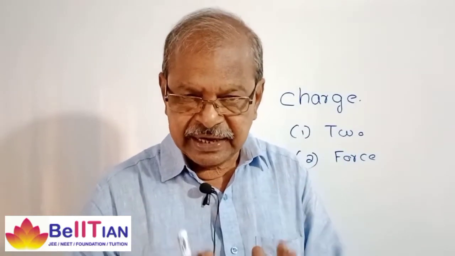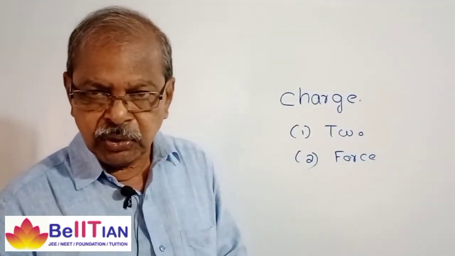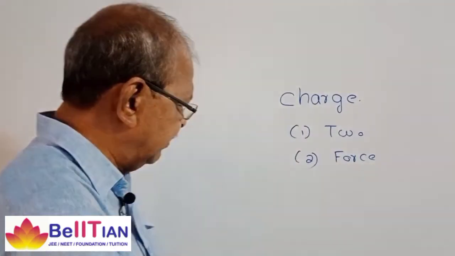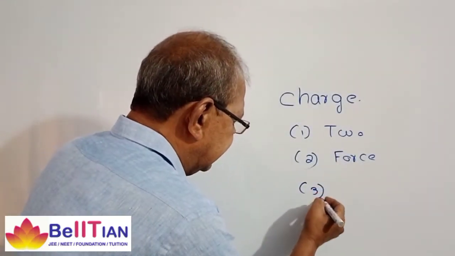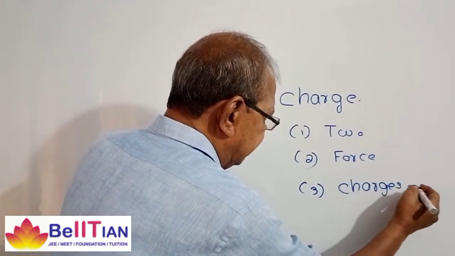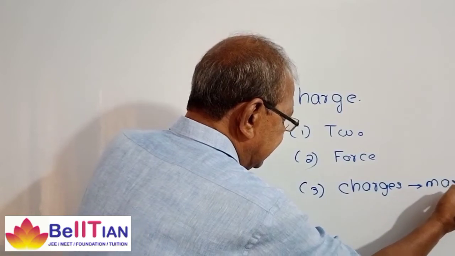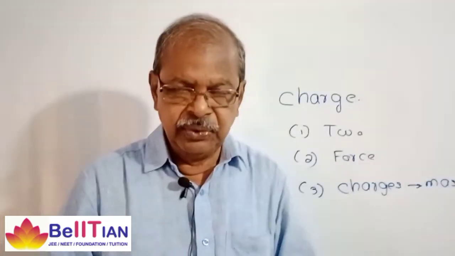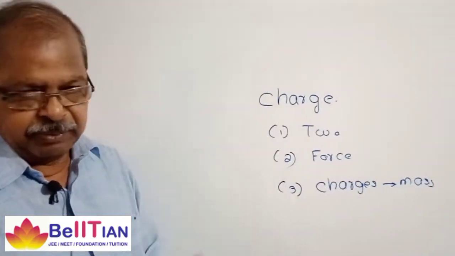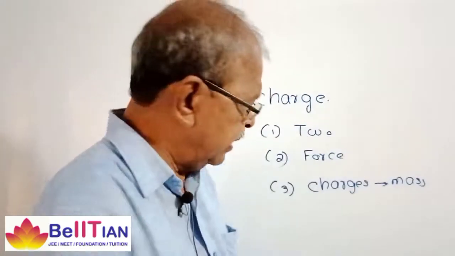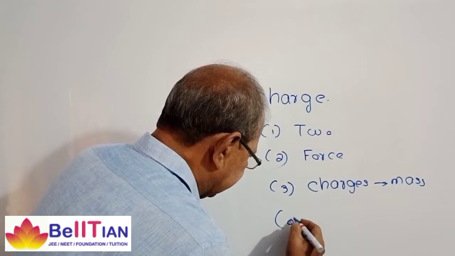For us, we can consider electron and proton as fundamental particles. So that means we are arriving at the third property, that these charges are always associated with a mass. That means you cannot have a mass separate and charge separate. You cannot remove the charge from a mass. That's the third property. Then the next property is regarding quantization of charges.